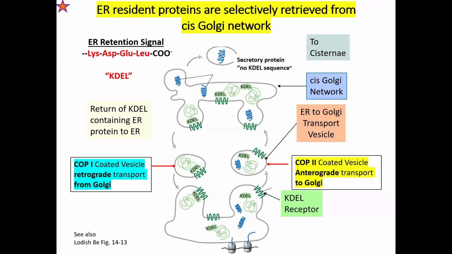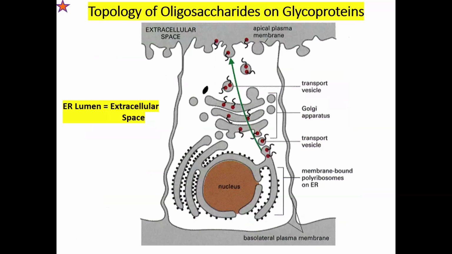When they go forward, they are coated by a protein which is called COP2. When they are returning, they are coated by a COP1 vesicle. And we'll stop there and we will talk about the trafficking. So make sure that you learn these topologies very, very well. We'll take it slow and then we'll pick it up.